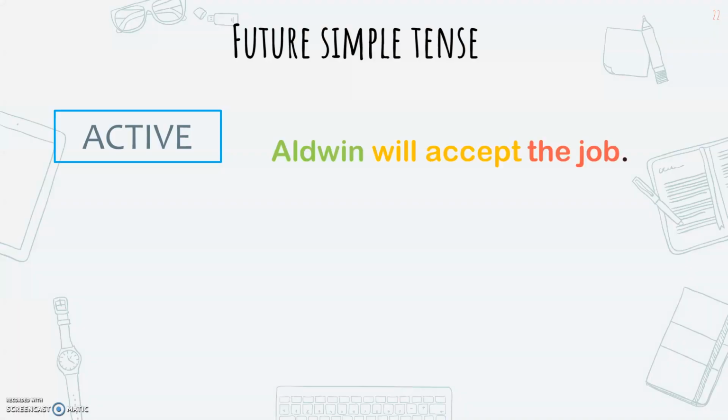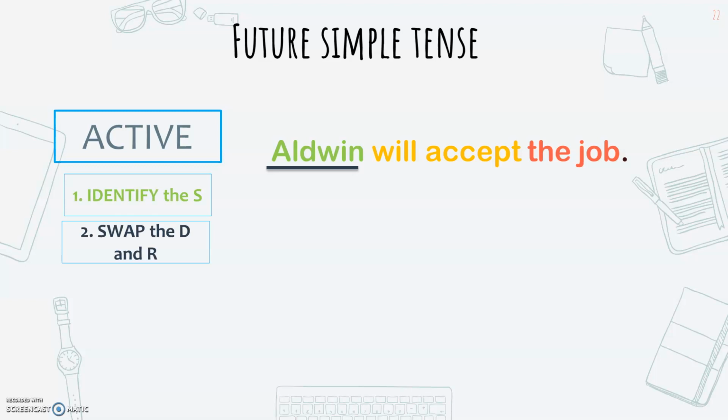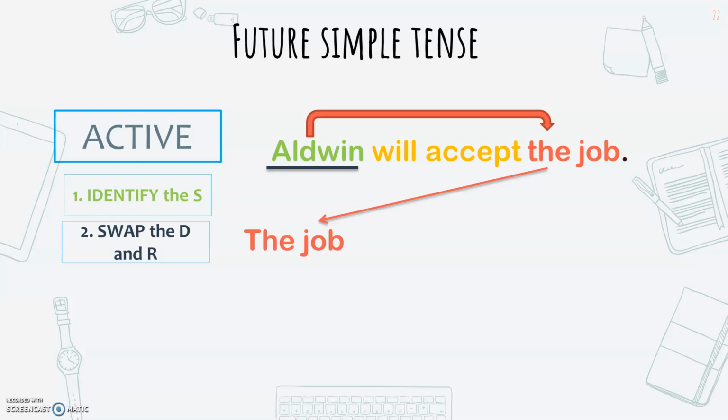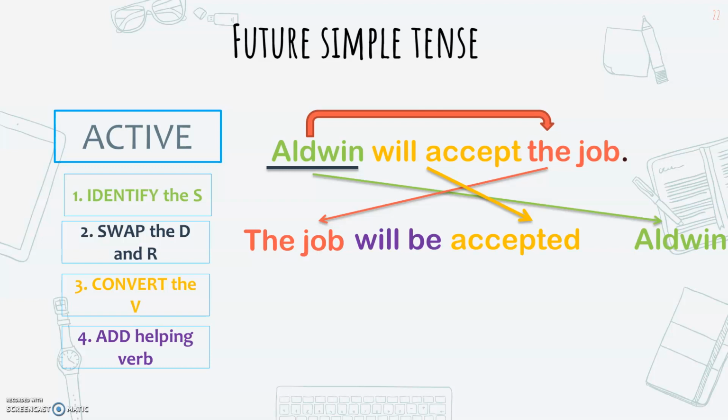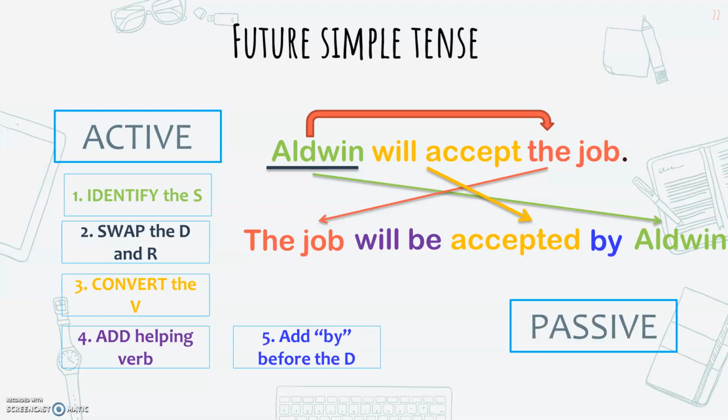For future simple tense, Aldrin will accept the job. Identify the subject, Aldrin, and swap the doer and receiver. The job will be our subject. Aldrin will stay the same. Convert the verb accepted, then add the proper helping verb will be. Add the word by before the doer. The job will be accepted by Aldrin.